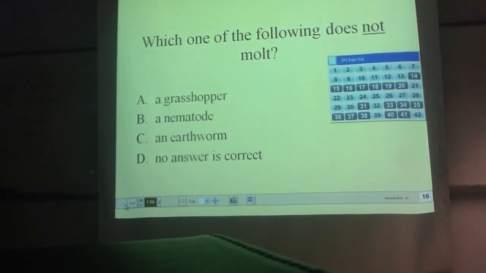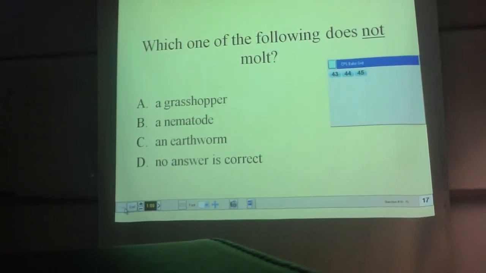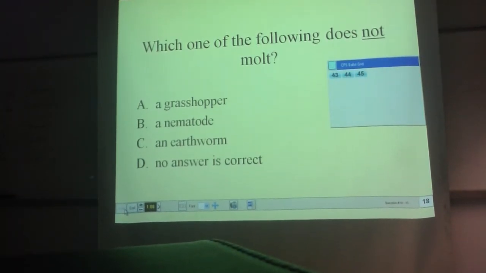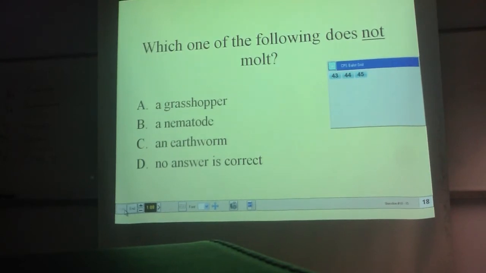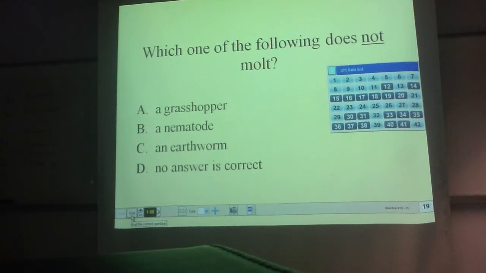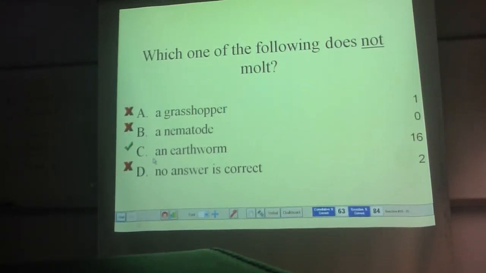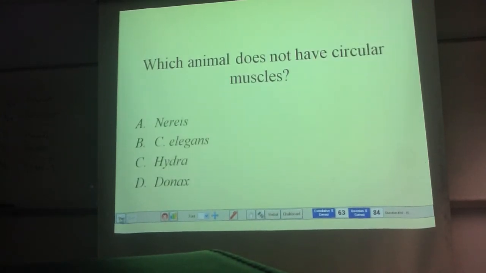Okay, we're ready? Three more? That's easy, right? One more. Okay, good. Most of you got that. Earthworms are annelids. Annelids are lophotrochozoans. They're not ecdysozoans. Okay, so which one of these doesn't have circular muscles?